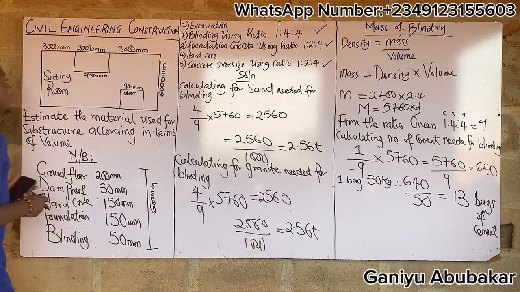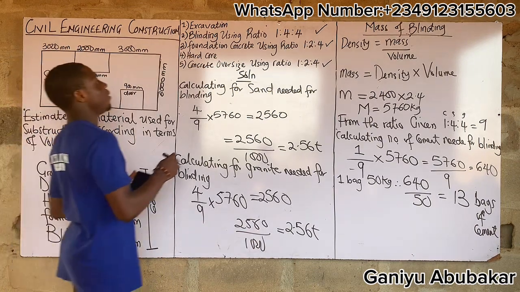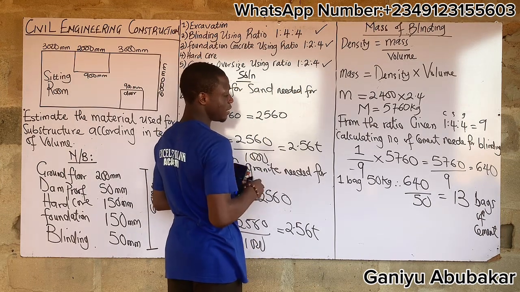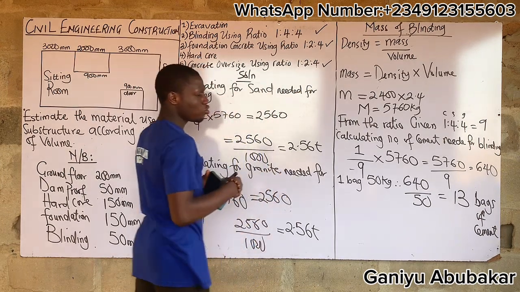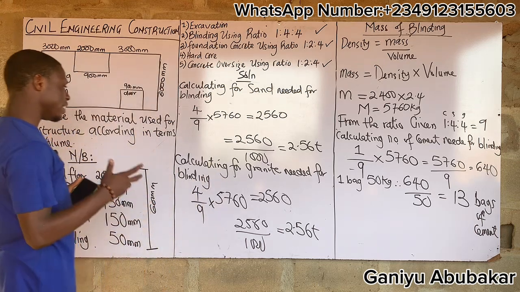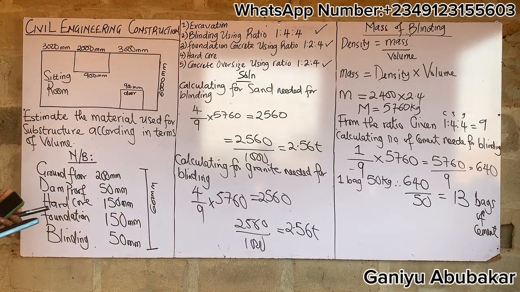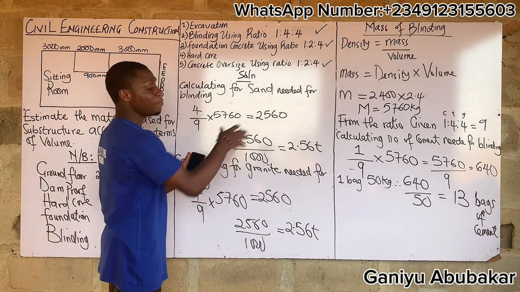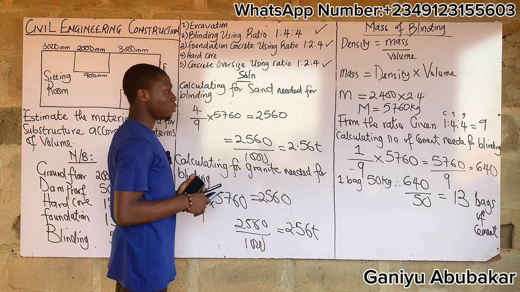So basically now I've gotten for my blinding: the number of cement I needed is 13 bags of cement. The amount of sand needed is 2.56 tons, and the amount of granite is what? 2.56 tons too. Let's keep this information down and let's see what we get.